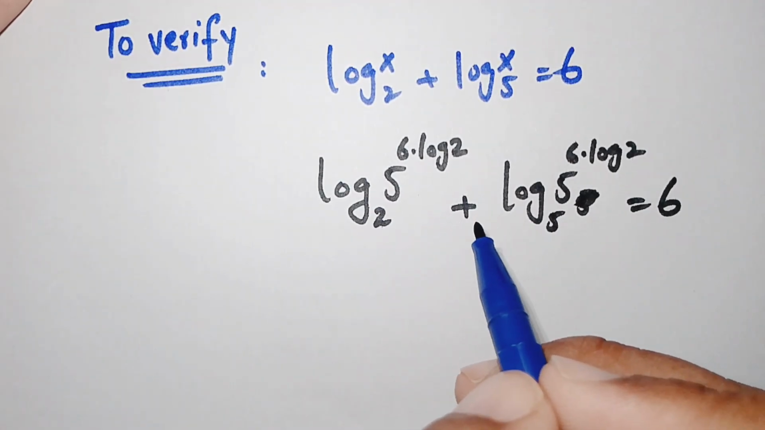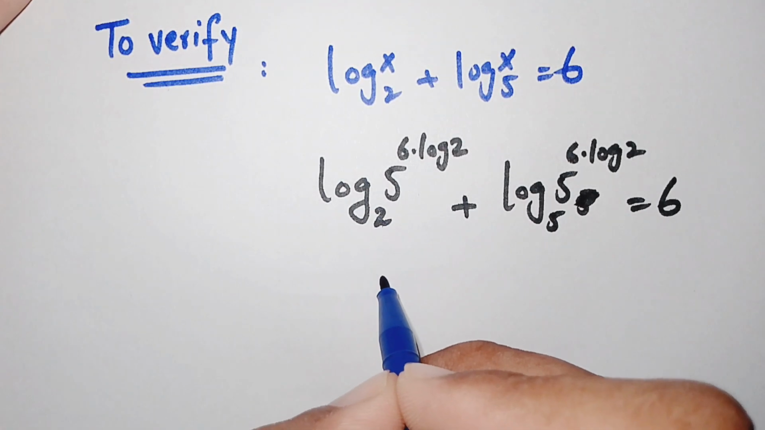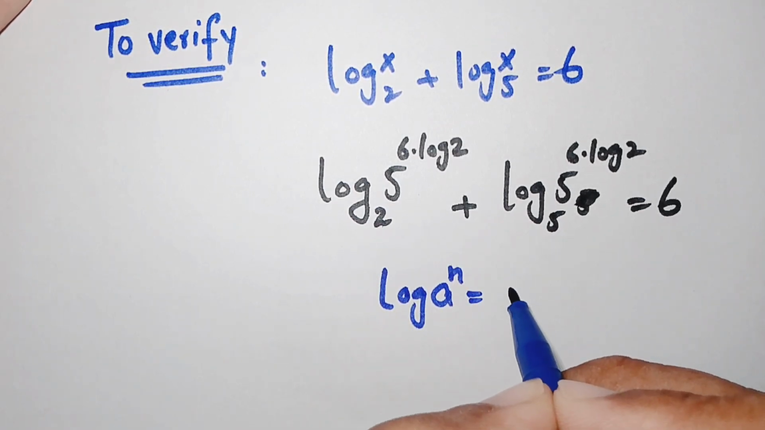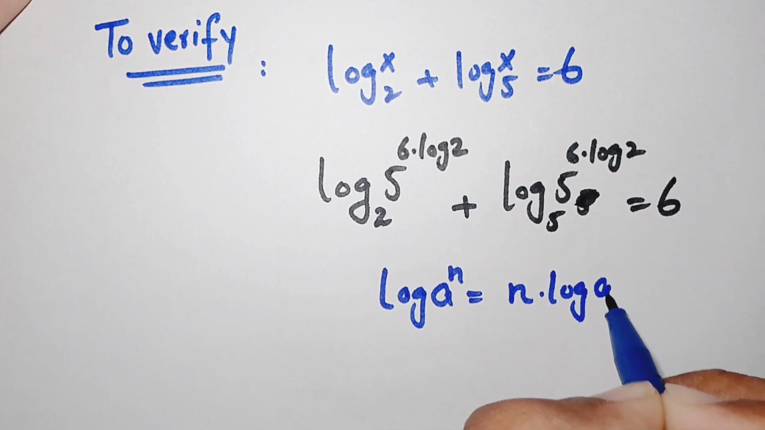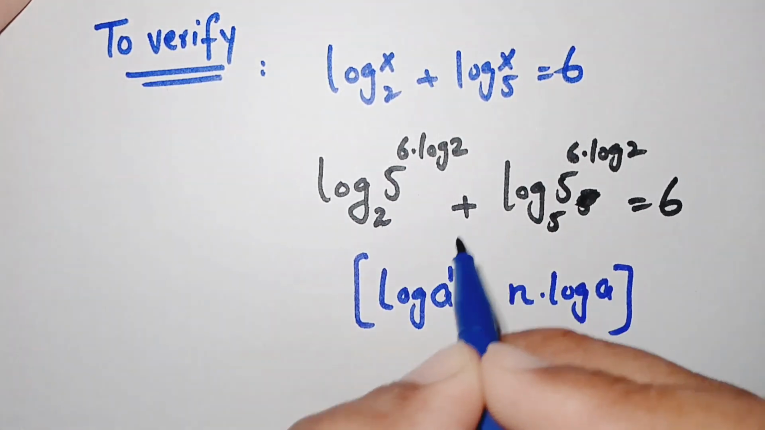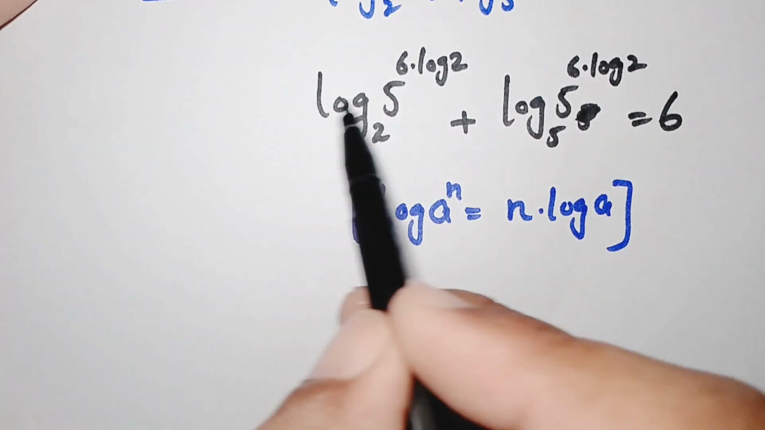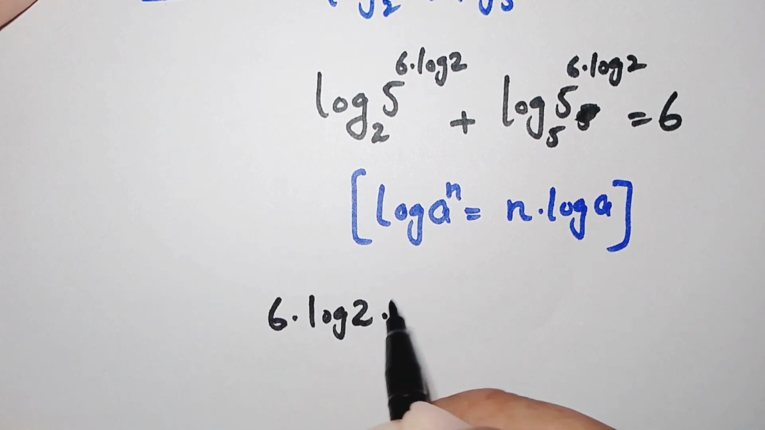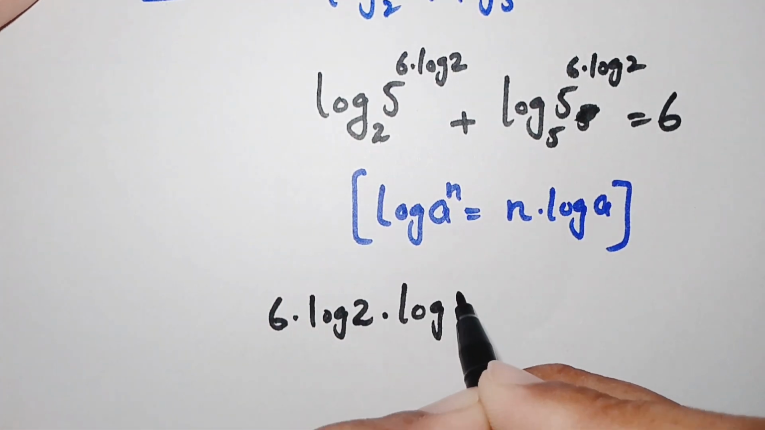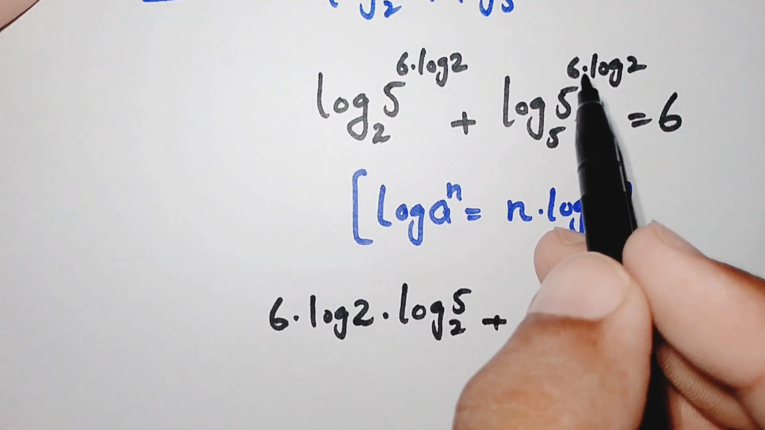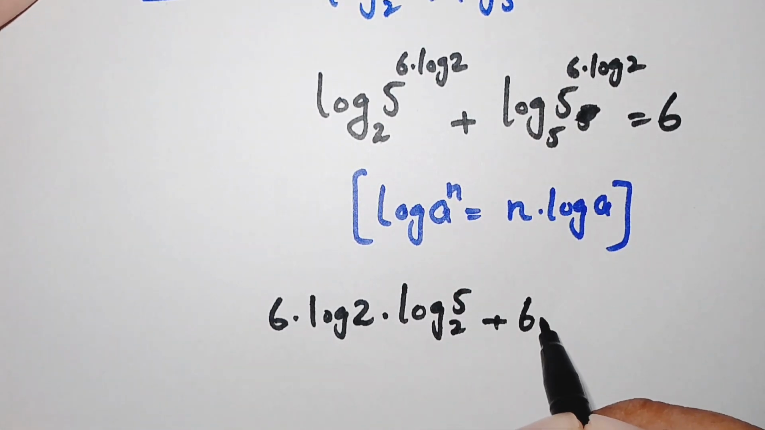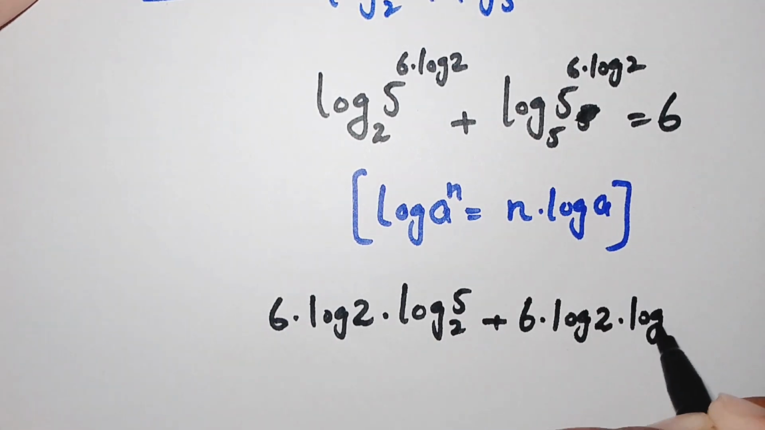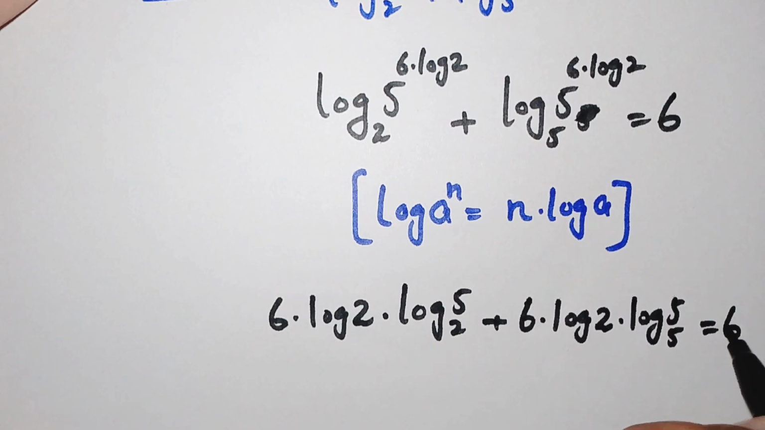Now to solve this interesting step we have to use this logarithm identity that is log of a to the power of n is equal to n times log of a. So here we have to use this identity. These powers come here, so this will become 6 times log of 2 times log of 5 with base 2 plus 6 times log of 2 times log of 5 with base 5 is equal to 6.